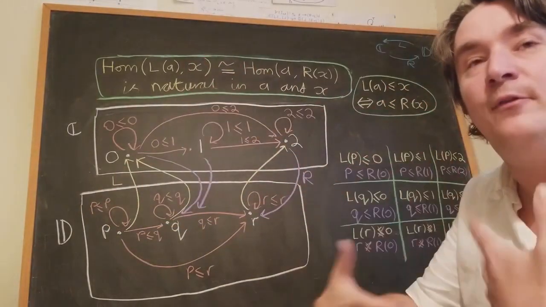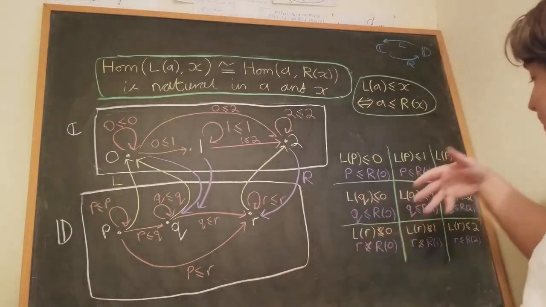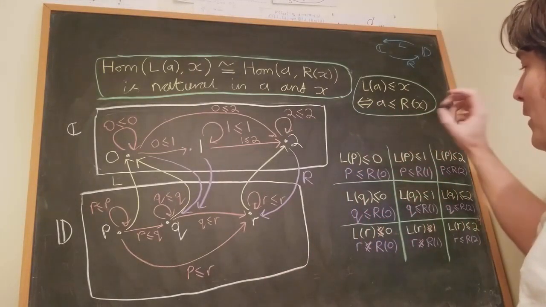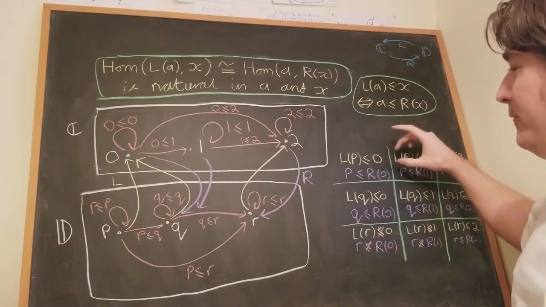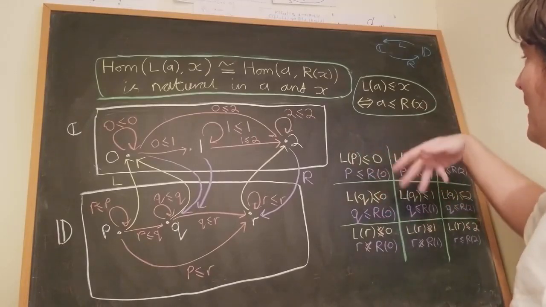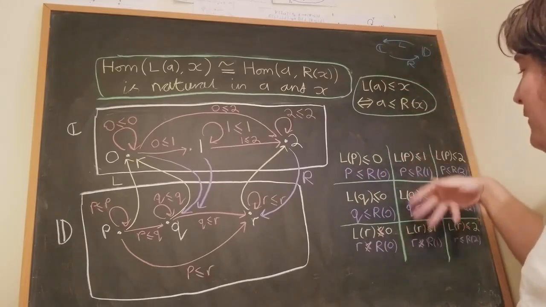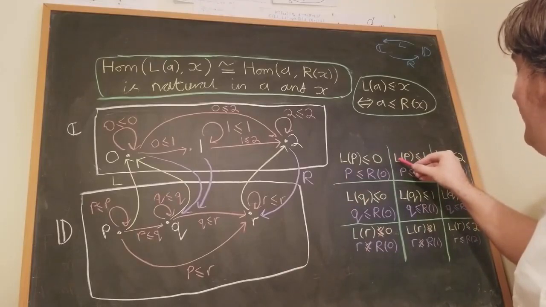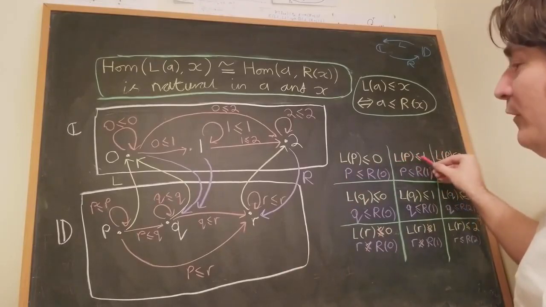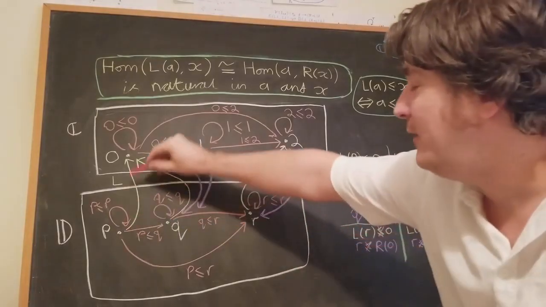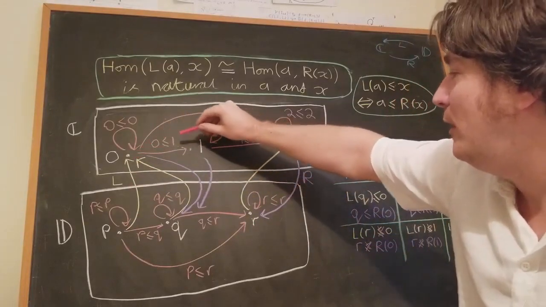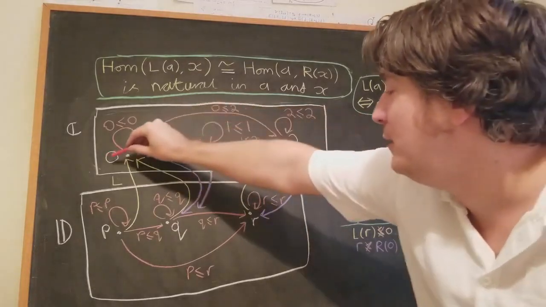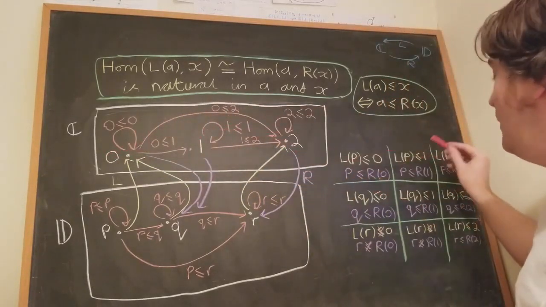So a kind of simple-minded thing to do is just to make a table like this. And we'll write down whether or not these inequalities hold for every one of these A's and X's. So for example, here, is it true that L of P is less than or equal to 1? Well, here's L of P, and here's 1, and yes, 0 is less than or equal to 1 in the sense that there's an arrow in this preorder from 0 to 1, so that's true.